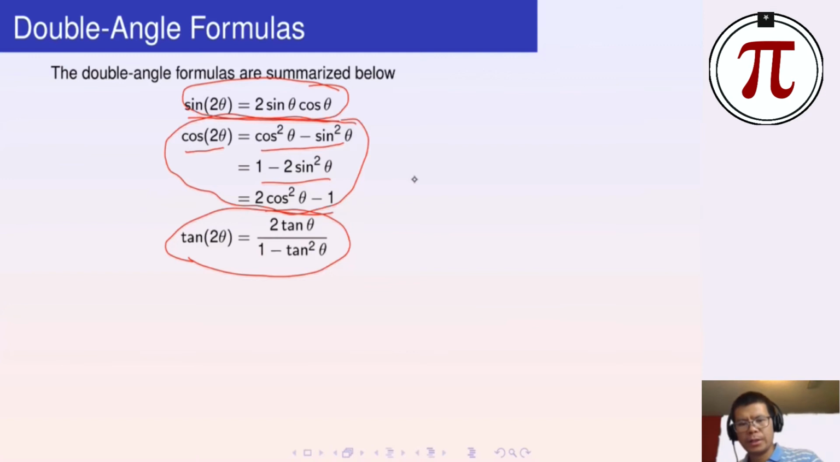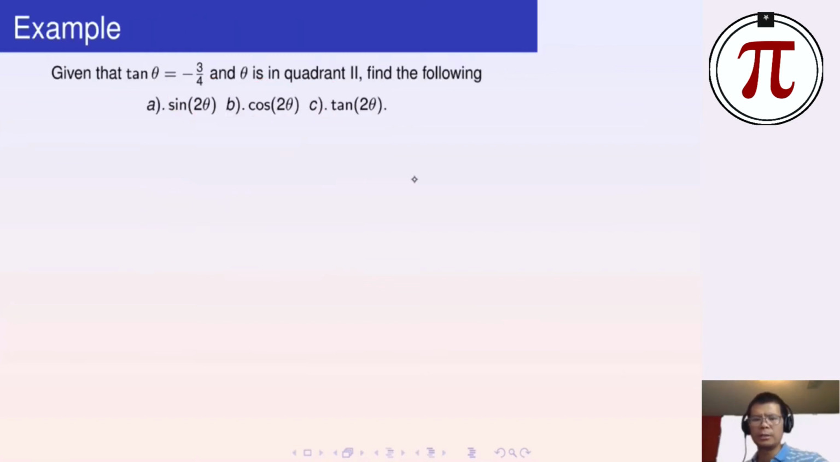So these are the double angle formulas. They are basically special cases of the summation formulas of sine, cosine, and tangent. We just use alpha equals beta equals theta, and then we have these double angle formulas. Of course, for cosine 2 theta, we have 2 different variations from applying the Pythagorean identity. Now let's consider an example here.